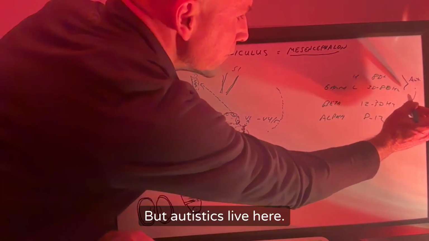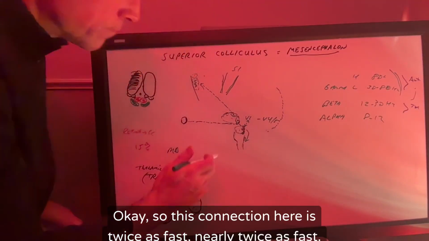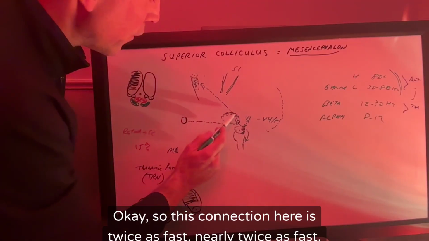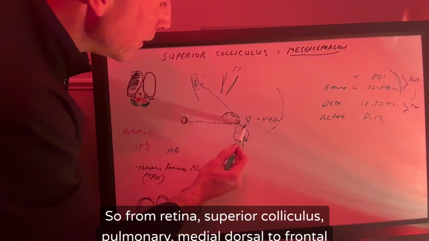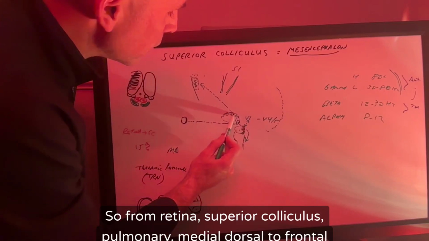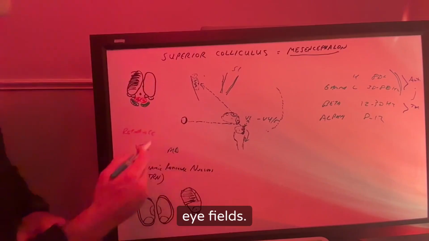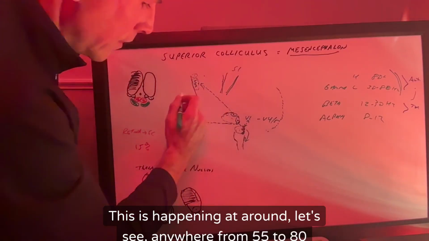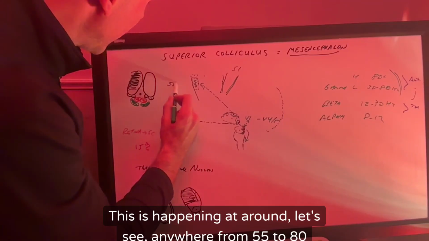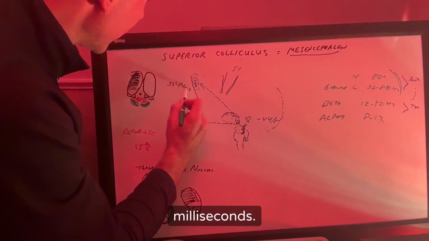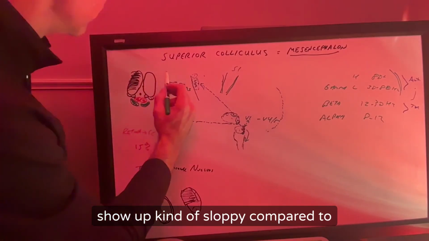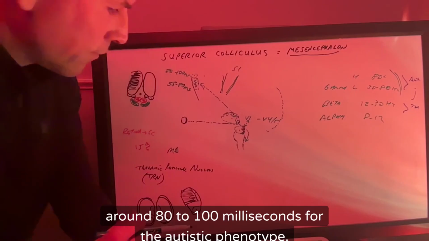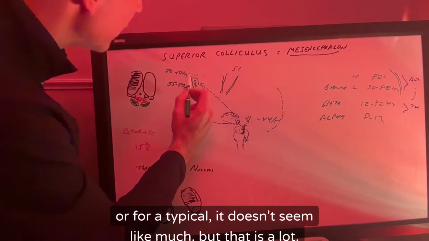But autistics live here. Okay, so this connection here is twice as fast, nearly twice as fast. So from retina, superior colliculus, pulvinar, medial dorsal to frontal eye fields, this is happening at around anywhere from 55 to 80 milliseconds, compared to around 80 to 100 milliseconds for typicals.